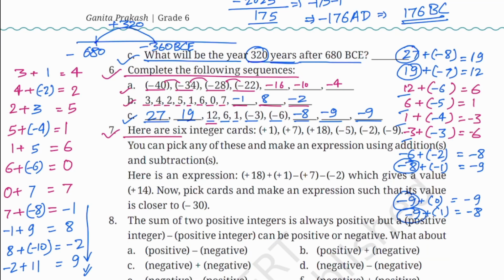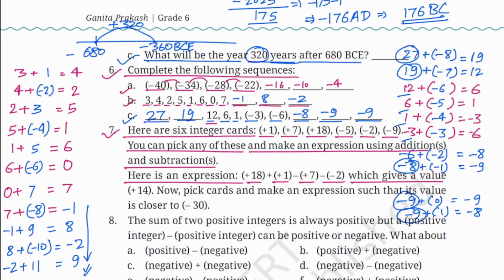7. Here are 6 integer cards. Plus 1, plus 7, plus 18, minus 5, minus 2, minus 9. You can pick any of these and make an expression using addition and subtractions. Here is an expression: plus 18 plus 1 minus plus 7 minus minus 2, which gives a value plus 14. Now pick cards and make an expression such that its value is closer to minus 30.